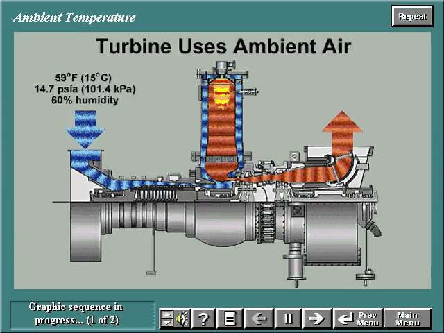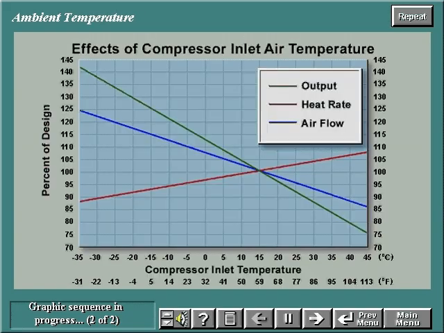The gas turbine is an ambient air-breathing machine. Therefore, its performance will be changed by anything affecting the mass flow of the inlet air to the compressor, such as changes in temperature, barometric pressure, and humidity. The temperature of the air entering the compressor inlet affects output, heat rate, and airflow. These effects are illustrated in this graph.